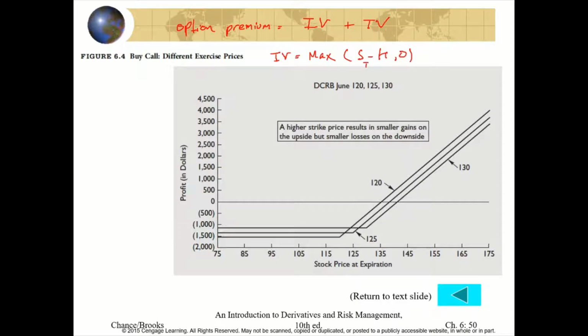Now, if we increase the strike price, what will happen to the intrinsic value? The intrinsic value will drop. So if we increase K, the intrinsic value will decrease. And if the intrinsic value decreased, what will happen to the option premium, or the call option premium? It will also decrease.